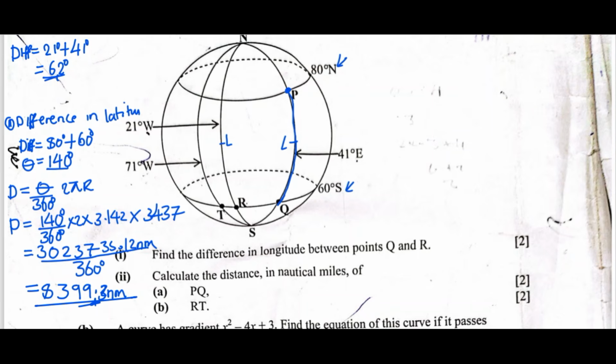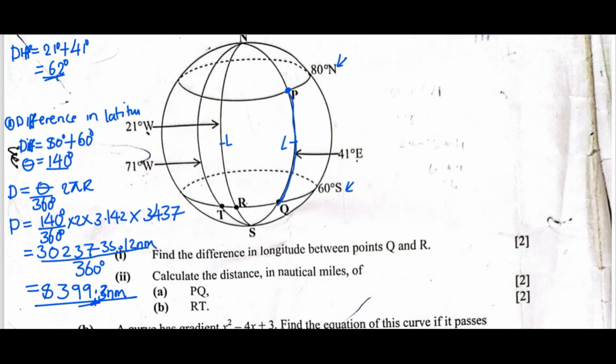Now let me just redo it again, so to be sure that our answer is correct. So 140 times 2 times 3.142 times 37, okay, divided by 360. Okay, so this is our answer.